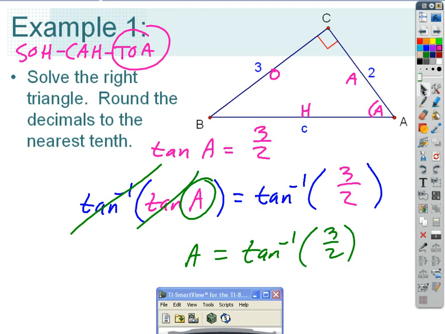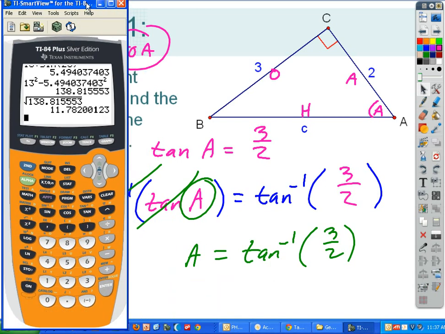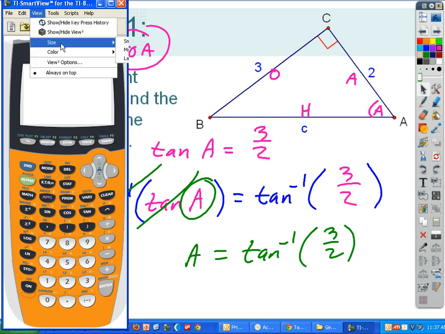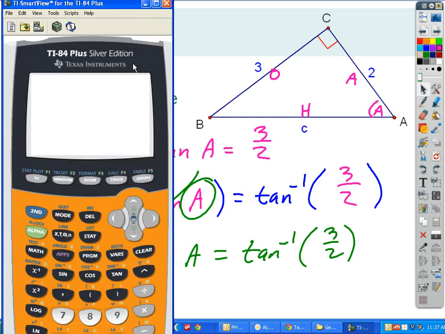Okay, so let's do that then. I'm going to go second tangent, inverse tangent of 3/2 equals 56.3 blah, blah, blah. Rounded to the nearest 10th, 56.3, right? So that's the angle, 56.3 degrees. Okay. All right, so that looks like 56.3 degrees. How would I find this one then?